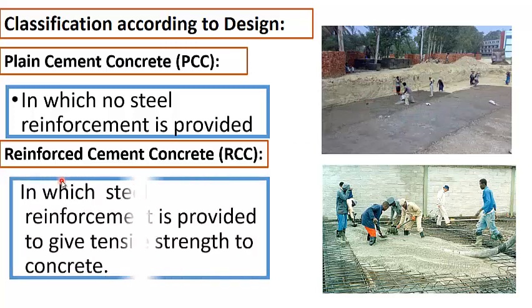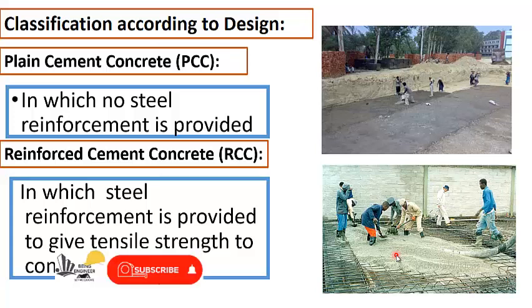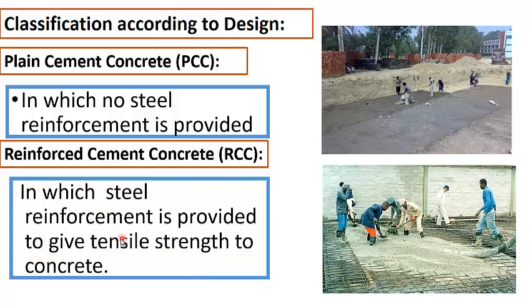And reinforced cement concrete is the one in which steel reinforcement is provided to give tensile strength to the concrete. As you can see here, it is the concrete we provide in the columns, beams, slabs and raft foundations, etc. So the concrete containing steel as reinforcement is called reinforced cement concrete. So this was the classification according to design.